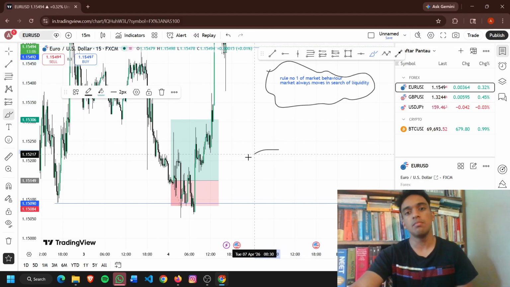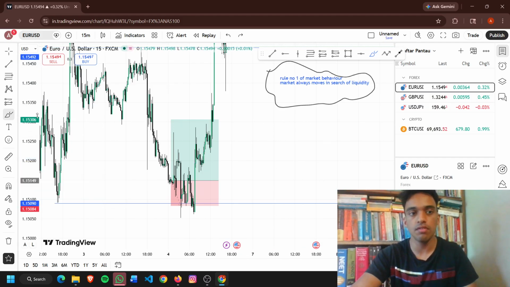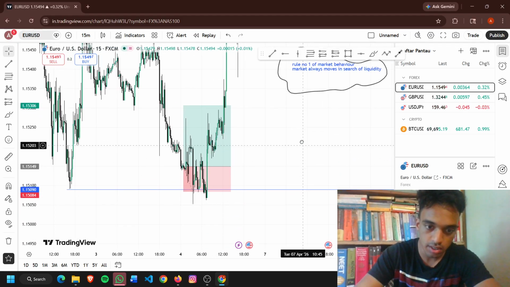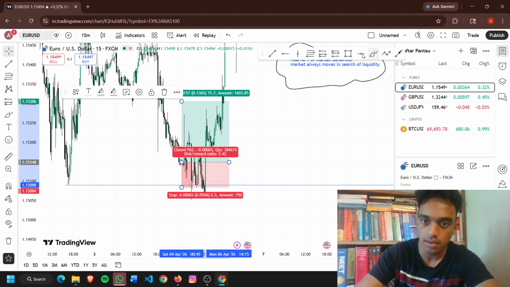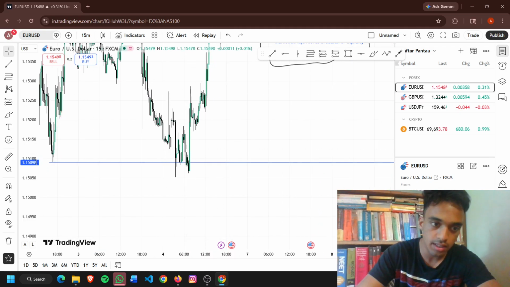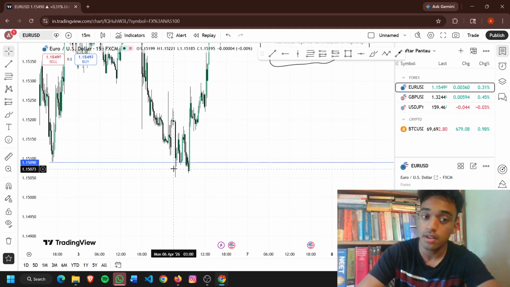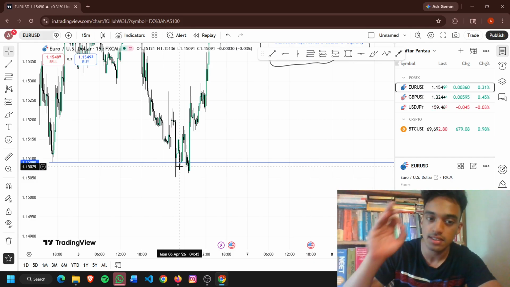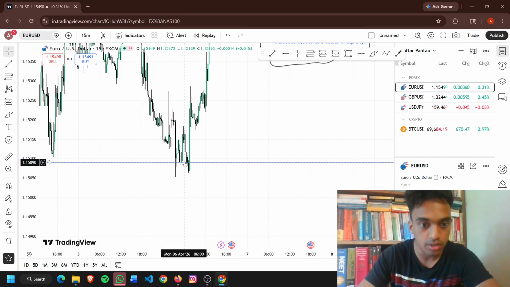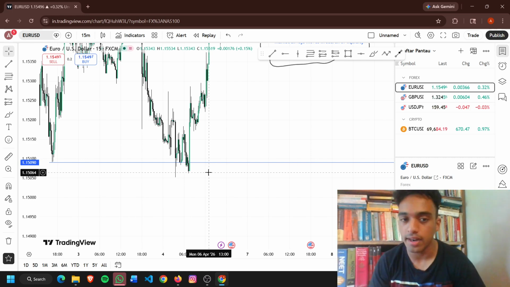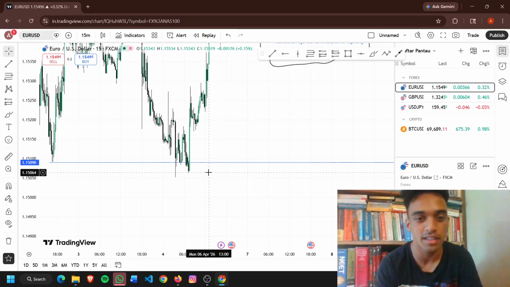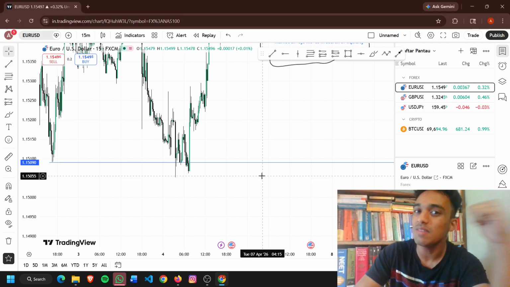So the market moves in search of liquidity. There was liquidity here. They swept out this liquidity, like they broke this low. People who trade support and resistance might have been thinking there's a breakout of the support, so the market is going to move down more. That's what they are thinking. But what is the market doing? They are manipulating them. So this is how people lose money, guys.